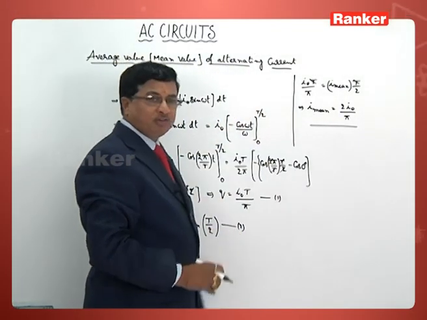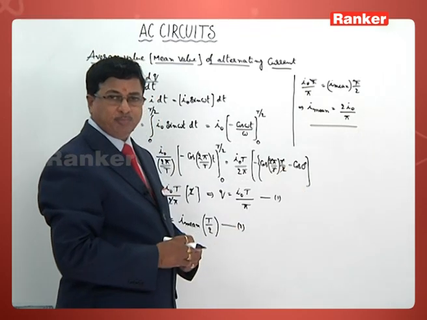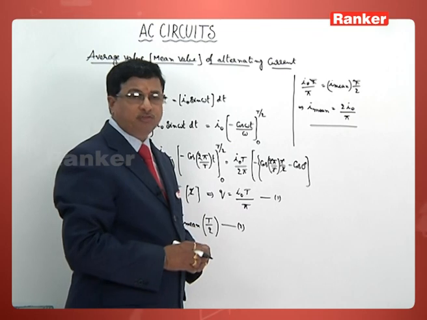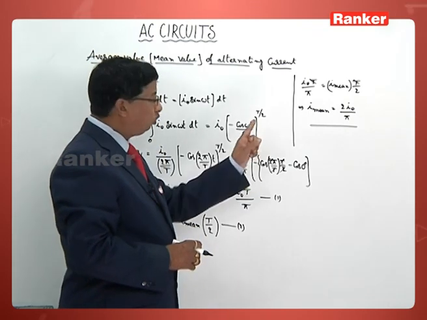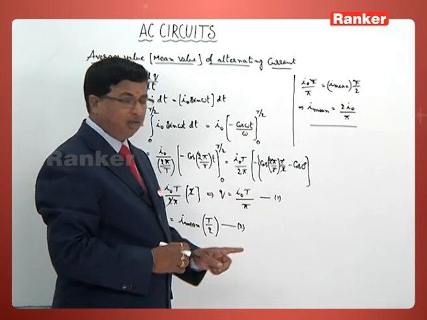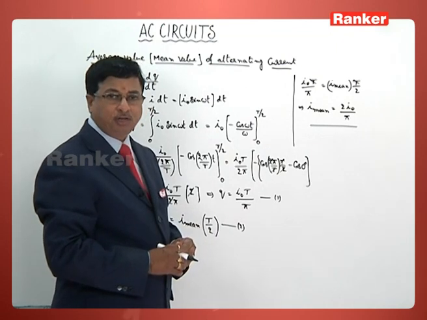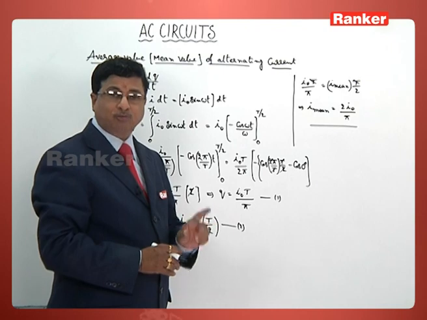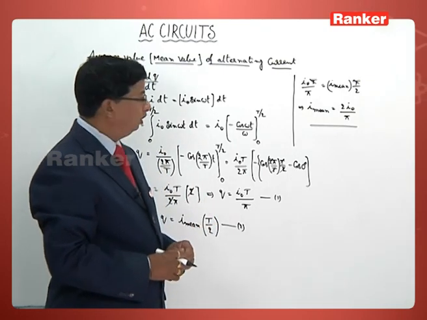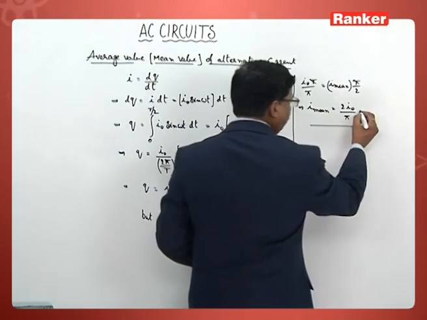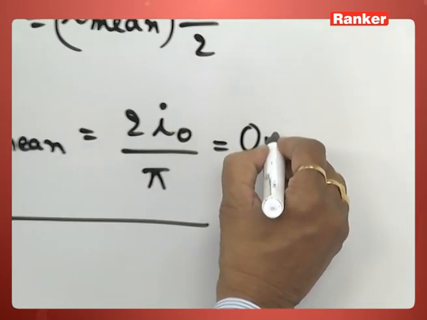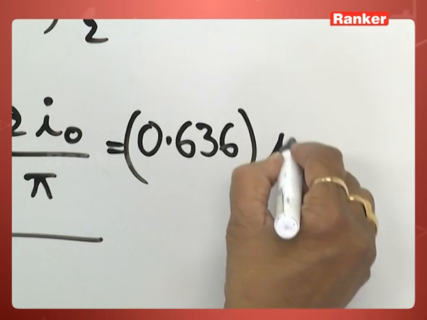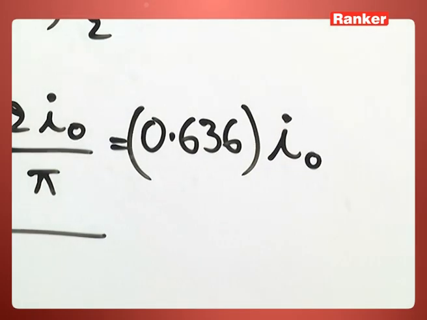The same equation we have taken up earlier, but this is the method of deriving that equation. So 2 I naught by pi, that's what we used to call the mean value of alternating current, or average value of alternating current. Already I have given you, this value can be written as 0.636 times the value of I naught.